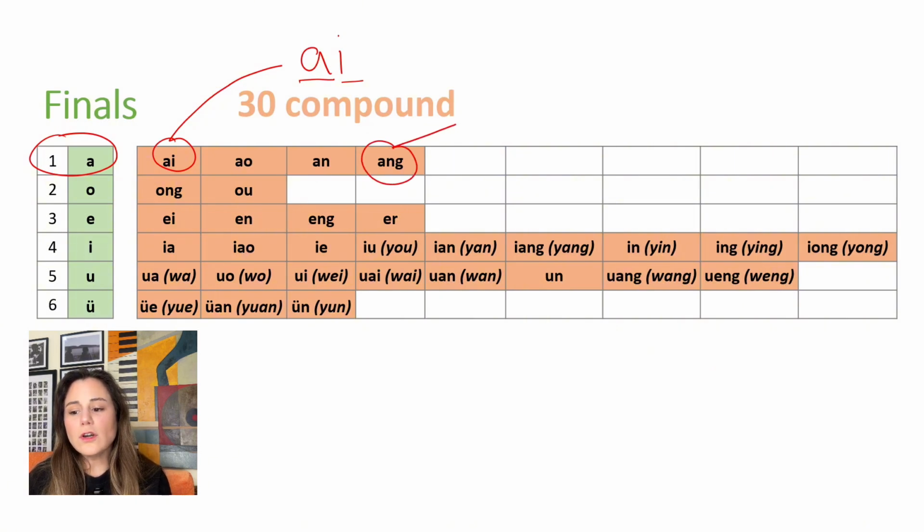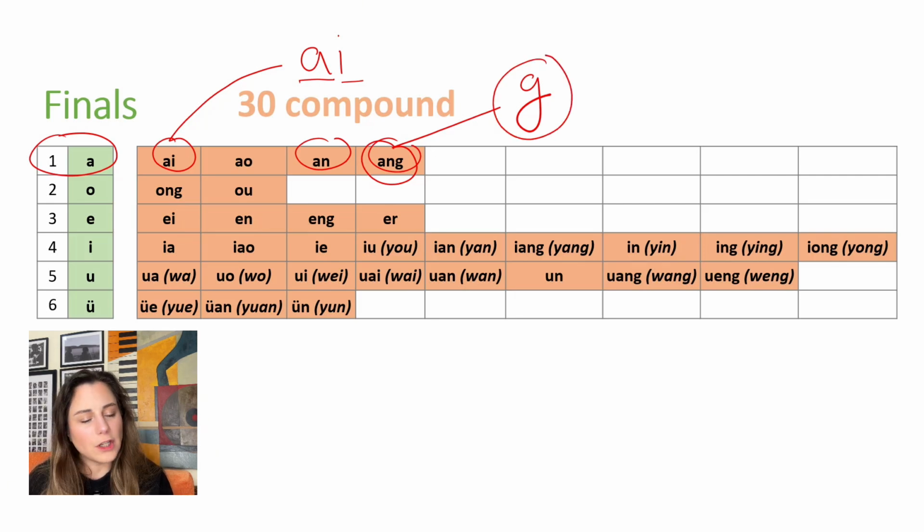Now, do not read the g sound at the end. This is just a hint for you to take the sound and make it more nasal. It is not ang with a hard g, it's ang. Make the sound more nasal. So the difference between an and ang. We always do that. This is not for you to read. This is just a hint for you to create the nasal sound.